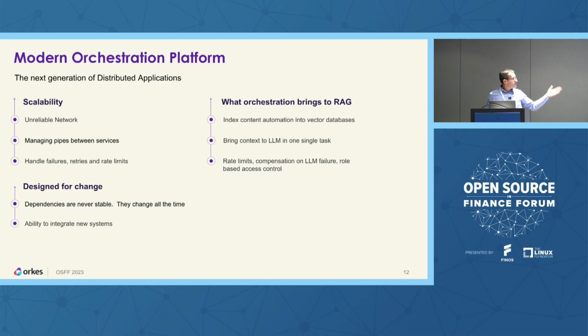It's also important in the scalability to manage rate limits, because especially with some tasks that go to OpenAI or things like that, you don't want to over-consume because it's going to cost you a fortune. So you want to rate that consumption. What the orchestration will bring to retrieval augmented generation is to automate the indexing of the content into a vector database, to bring it to LLMs and have the result be in context.